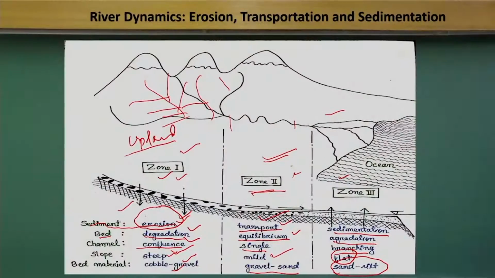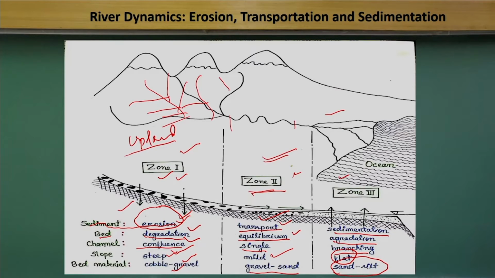In the upland areas, the erosion process will be activated. In zone 2, the transportation process is happening. When you go to zone 3, you can see the sedimentation process. The morphological behaviors will be different, the slope will be different, and the processes are different.